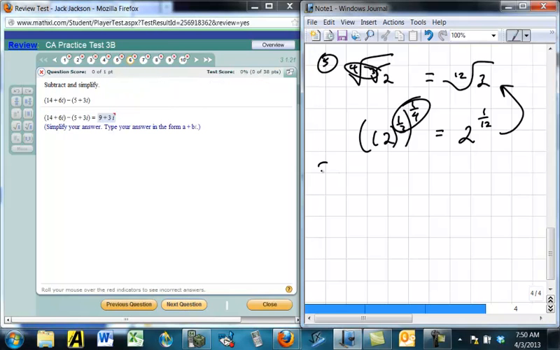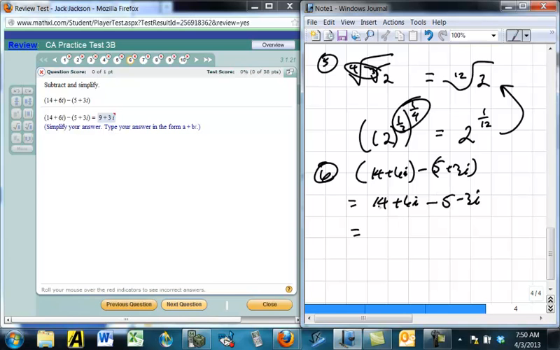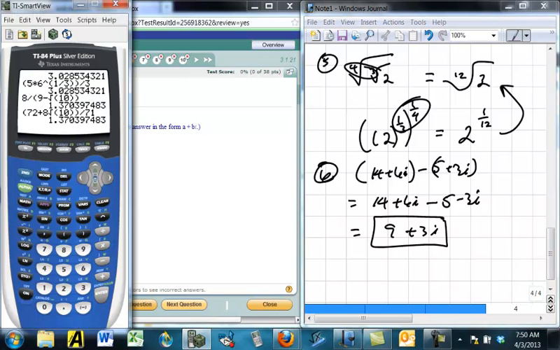6. Complex numbers. 14 plus 6i minus 5 plus 3i. Just get rid of the parentheses by distributing, so minus 5 minus 3i. Combine like terms, 14 minus 5 is 9, 6i minus 3i is plus 3i. And you can do that. Your calculator will actually do complex number arithmetic. So you can do this on the calculator.